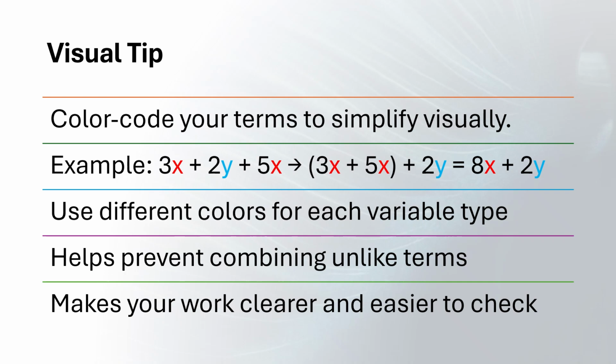A great visual tip is to color code your terms. For example, mark all x terms in red, all y terms in blue. In 3x plus 2y plus 5x, combining like terms is easier visually. This prevents accidental addition of unlike terms. Color coding also helps make your work neat and checkable.